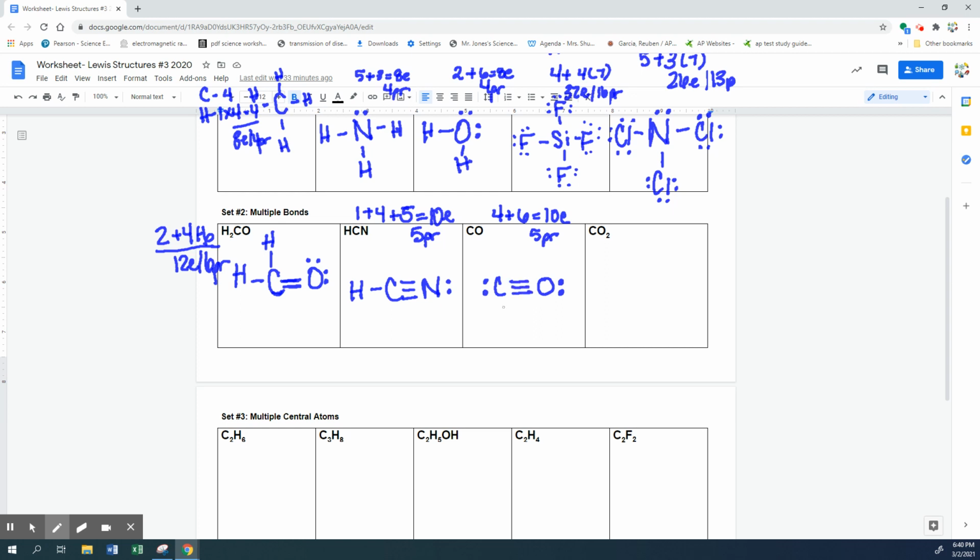And to make them both happy, they each need 3 that they're sharing. So carbon has 4 total, oxygen has 4 total. We used 5 total. 1, 2, 3, 4, 5.